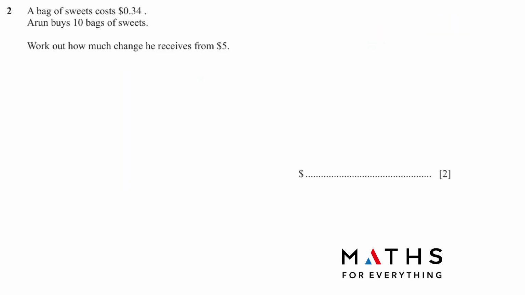Question number 2. A bag of sweets costs $0.34. Arun buys 10 bags of sweets. Work out how much change he receives from $5. So first we have to see what is the cost of the 10 bags that he bought. One bag is for 0.34. So 10 bags, when you multiply, you move the decimal to the right-hand side, is for $3.4.